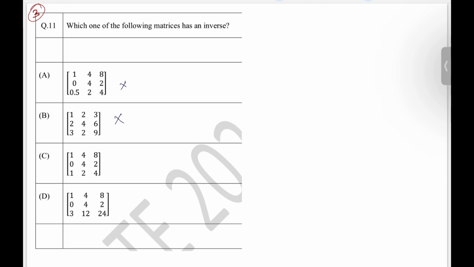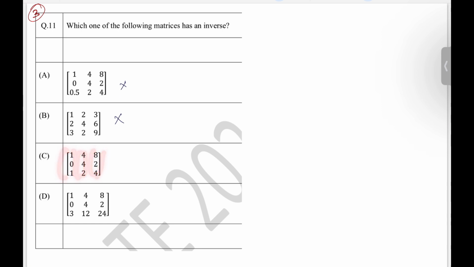Now let's look at this option C. In option C, let's look first of all row-wise. If you look row-wise, 1 4 8, 0 4 2, I'm not getting any dependency, so I will just directly jump to the columns.